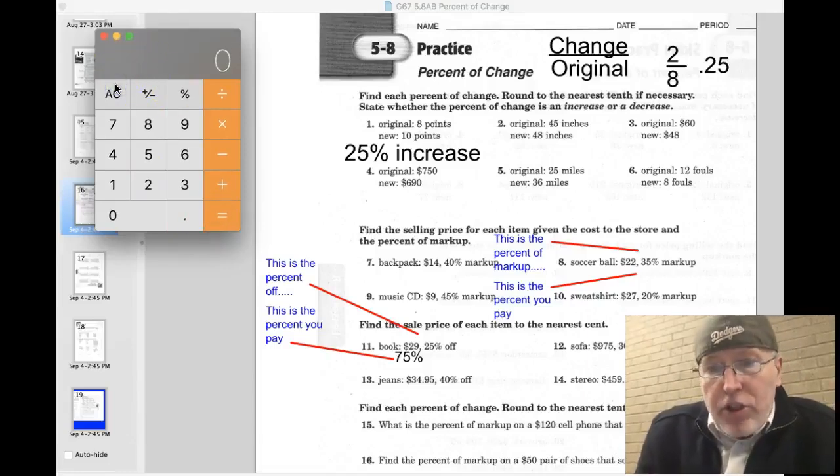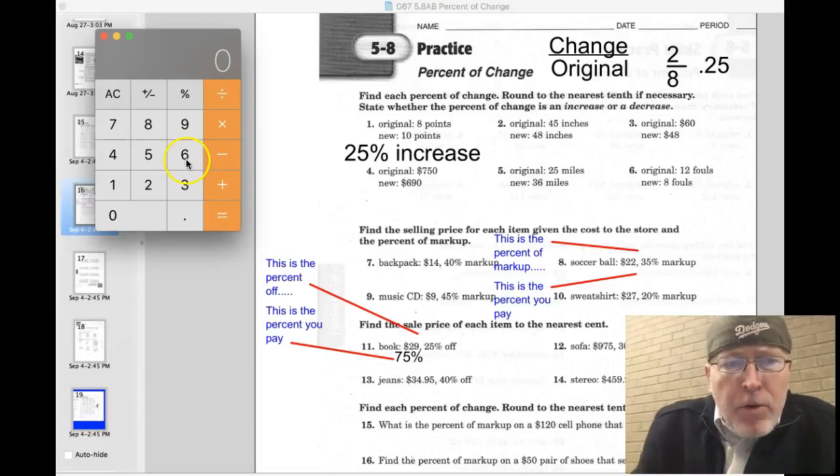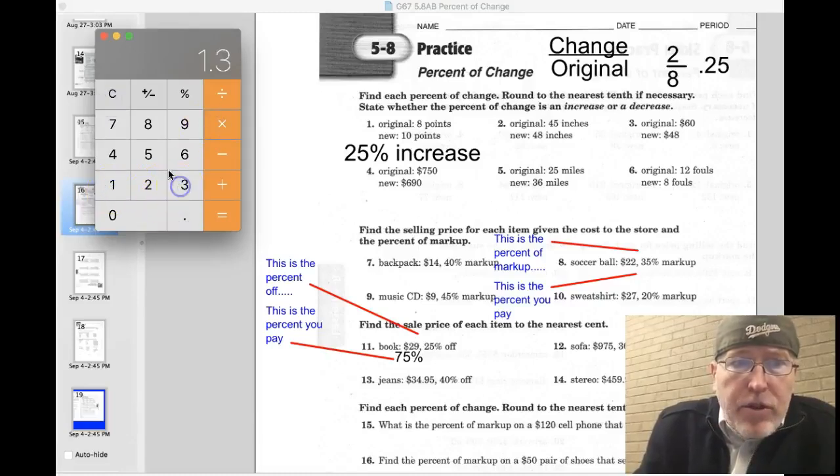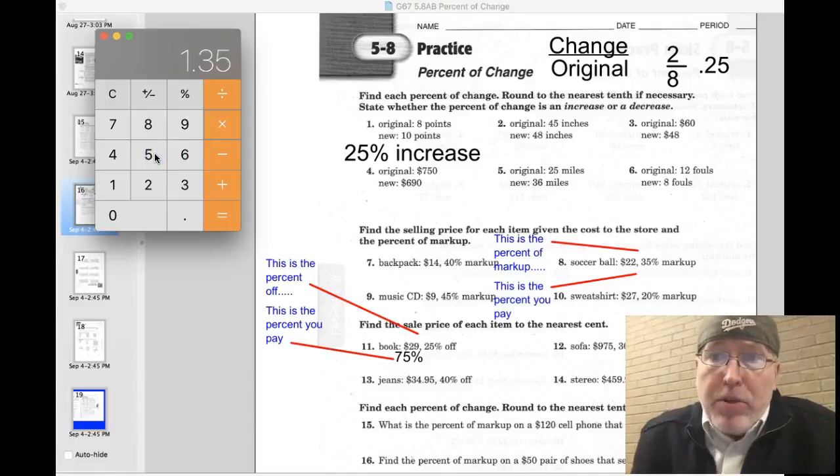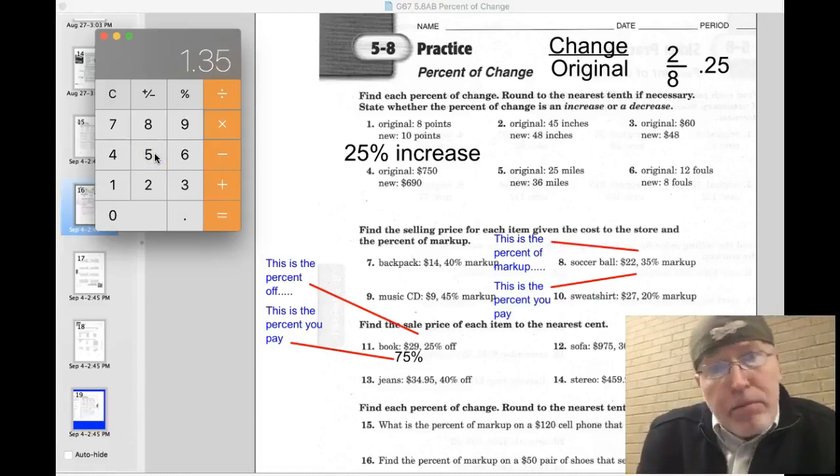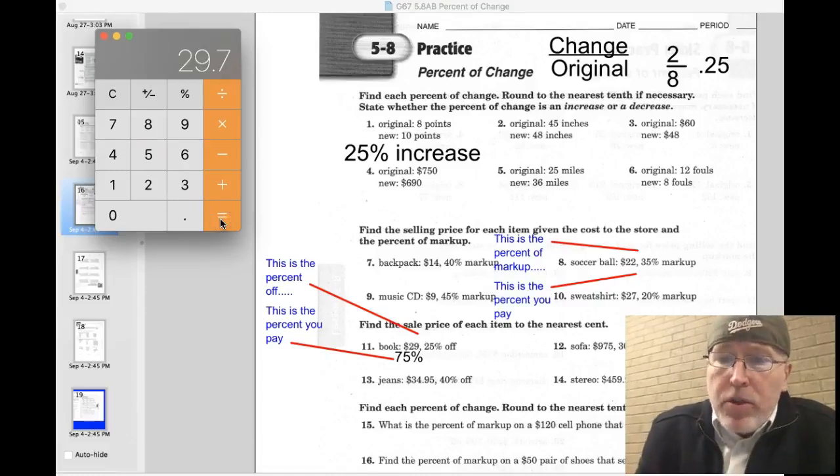My wife likes to do things that way. I do it in one step. I take the $22 and I multiply it by 100% plus the extra 35%, because you're going to have to pay the $22. That's the 100% of it, plus the extra 35%. Slam bam, thank you, ma'am. $29.70. So 2 ways to do that.